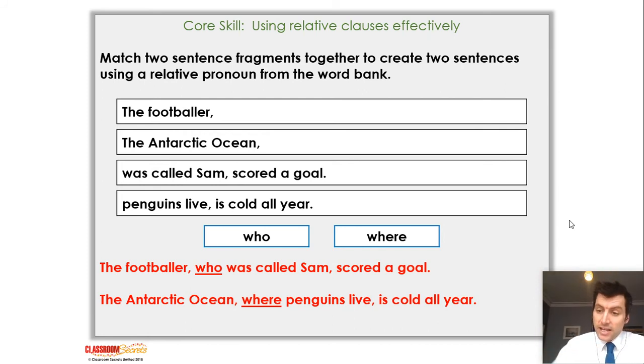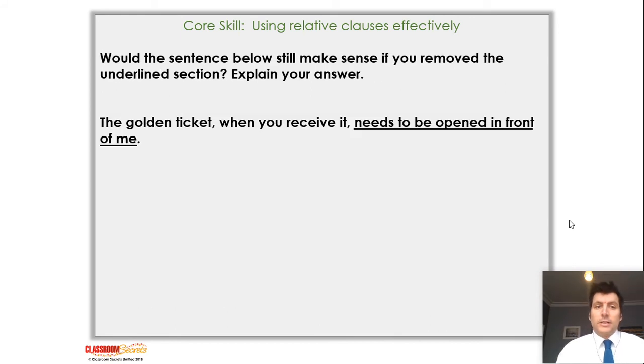Both of these, again, have become embedded relative clauses. So who was called Sam and where penguins live, both of them have been put in the midst of a main clause. Okay, we could have said it in slightly different ways, but by putting it in the middle, it becomes an embedded relative clause.